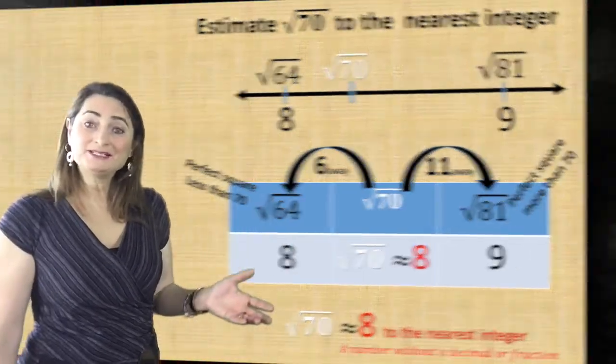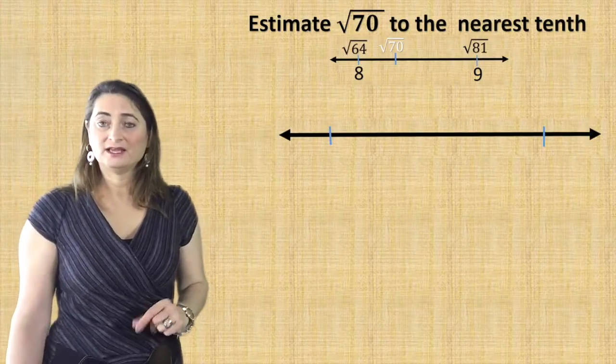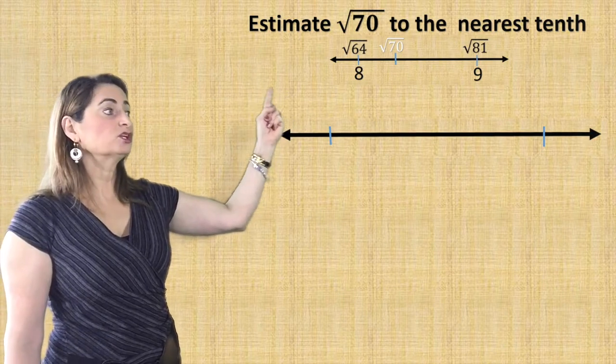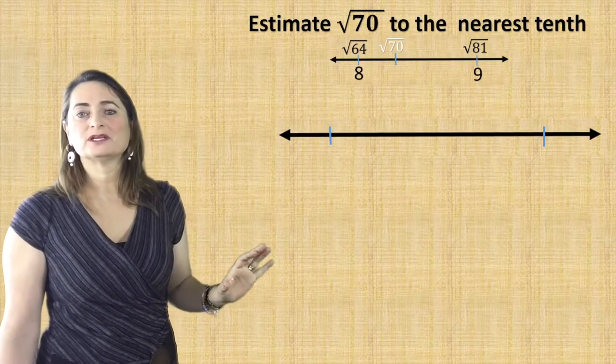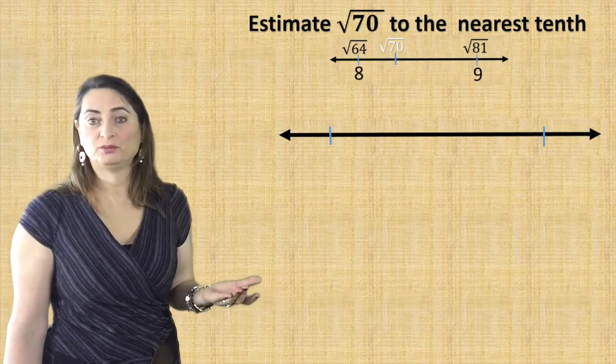Now, how can we estimate the square root of 70 to the nearest 10th place? And I know from what I've done before that the square root of 70 is closer to the 8 than the 9. It's not right in the middle. So as a decimal, I know it's going to be less than 8.5.